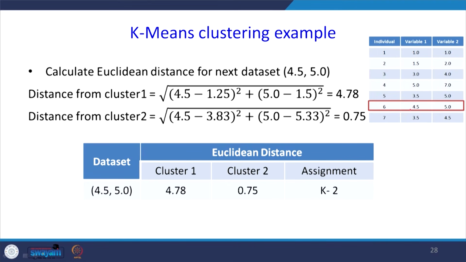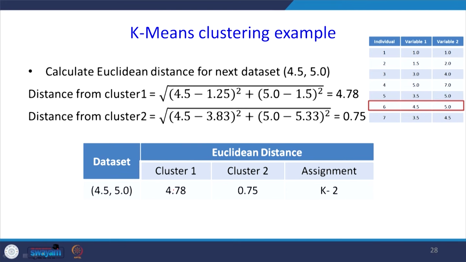Now, we will take a new individual whose data point is (4.5, 5). Let us see how far away it is from cluster 1 and cluster 2. From cluster 1: (4.5 minus the centroid of cluster 1, 1.25) whole square plus (5 minus 1.5) whole square, that is 4.78.